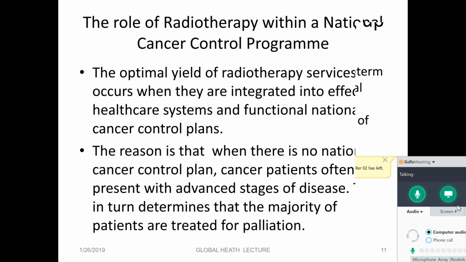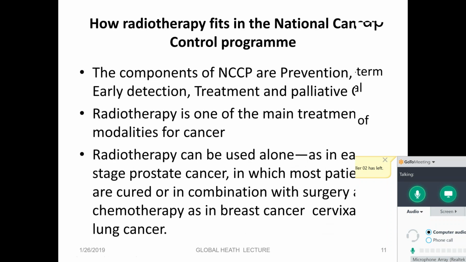So you have patients coming into the hospital with advanced stage disease, and the majority of these are treated for palliation. And if you use your radiotherapy for palliation only, this is not cost effective, and the resources so spent are not well utilized. The components of the National Cancer Control Program are prevention, early detection, treatment, this is where radiotherapy falls in, and palliative care, which can also use radiotherapy to palliate those advanced cancers.